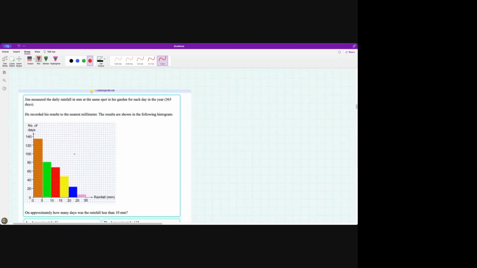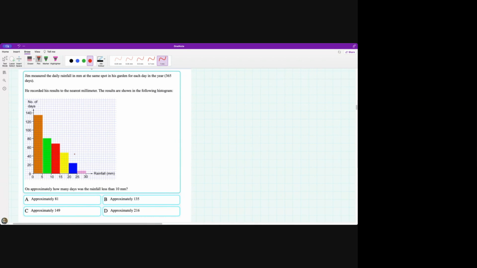So, first question. Here is a histogram. It's recorded for all the days in a year. It says, on approximately how many days was the rainfall less than 10 millimeters? We have rainfall on the horizontal and frequency, or number of days, on the vertical. How many days was the rainfall less than 10 millimeters? You can choose option A, B, C, or D. Pop your answer in the chat.